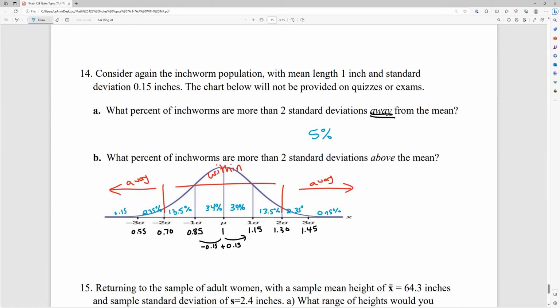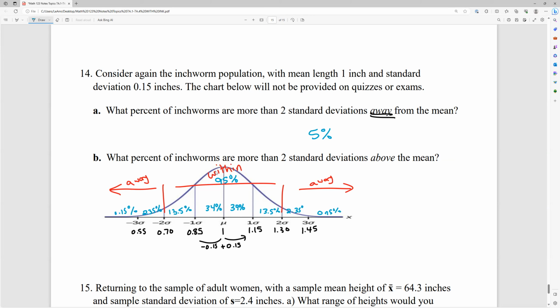So I can get it a couple different ways. I could have realized, oh, they just want the opposite of this rule, which was 95%. So the opposite would have to be 5%. And if you wanted to just add them, if you had all these, you would add the 0.15, 2.35, 2.35, and 0.15. Those are the ones on those tails, okay?